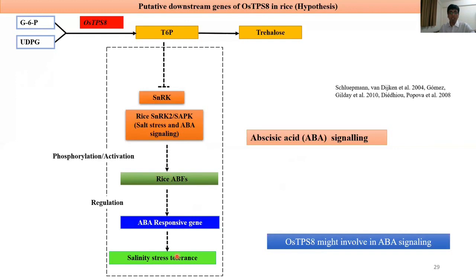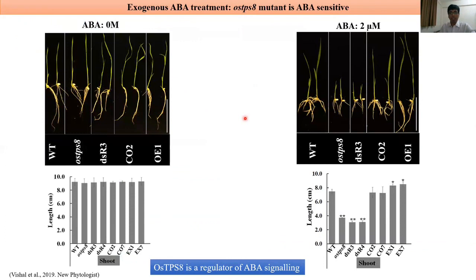So to check first whether OsTPS8 is involved in ABA signaling or not, what we did first was the phenotypic analysis. We treated the different transgenic lines having altered OsTPS8 expression. And upon exogenous treatment of abscisic acid of 2 micromolar, what we have seen is a drastic reduction in the shoot length. You could see the mutant knockout OsTPS8 and the suppression line both showed significant reduction in the shoot length. That shows the ABA sensitivity due to the loss of function or the suppression of the OsTPS8. That confirms that OsTPS8 is a regulator of ABA signaling.